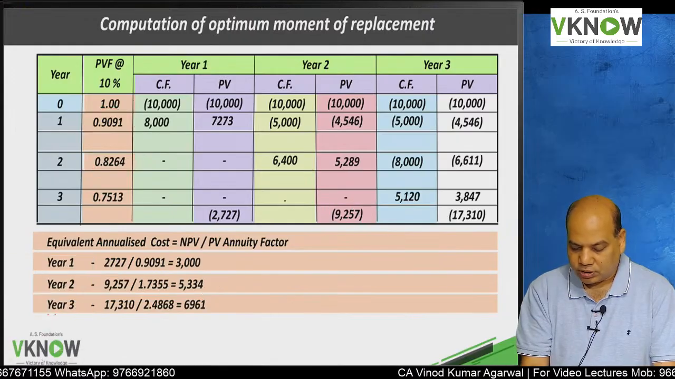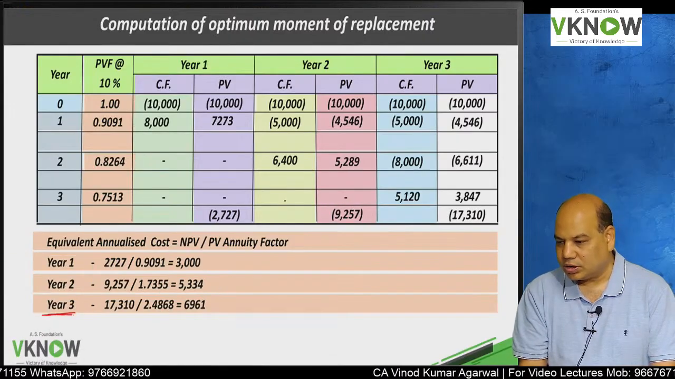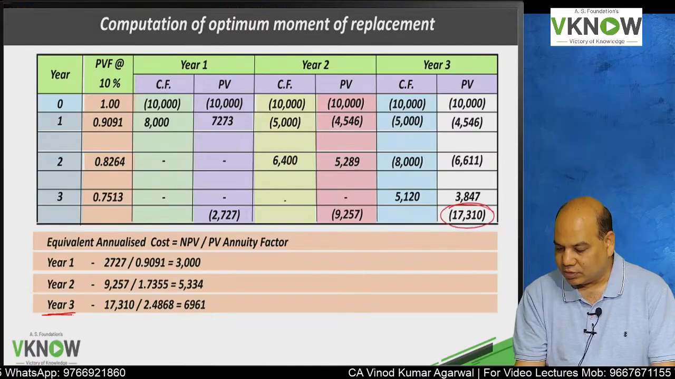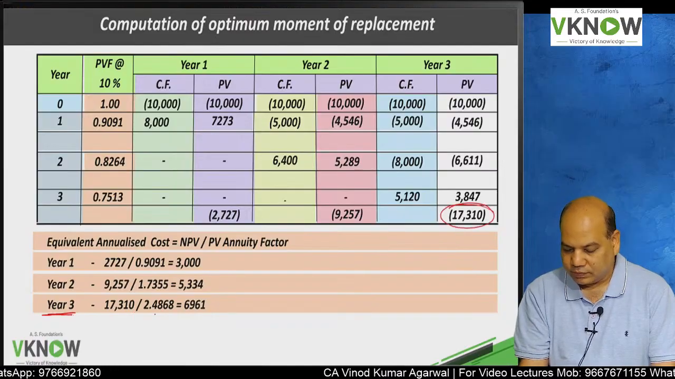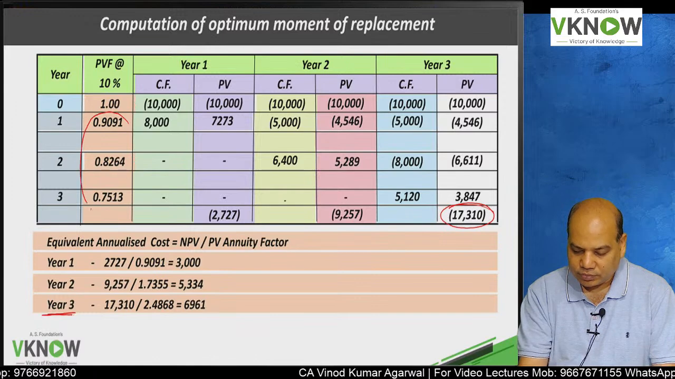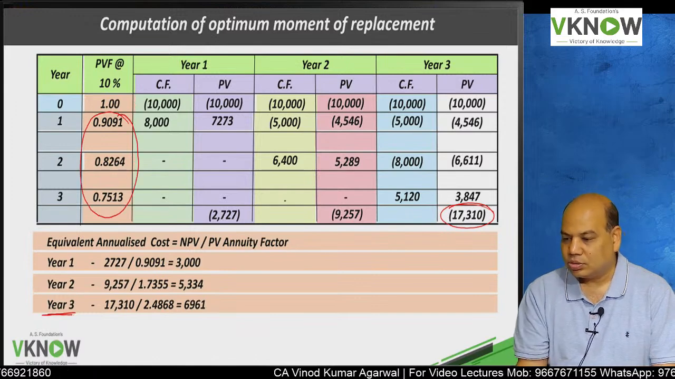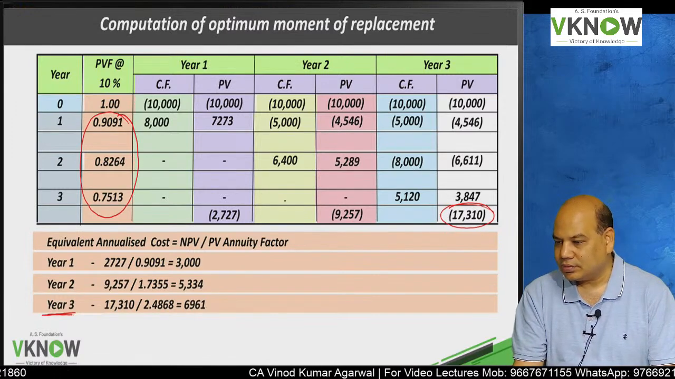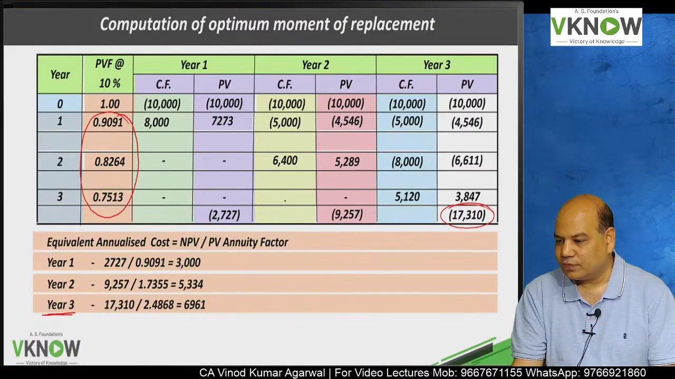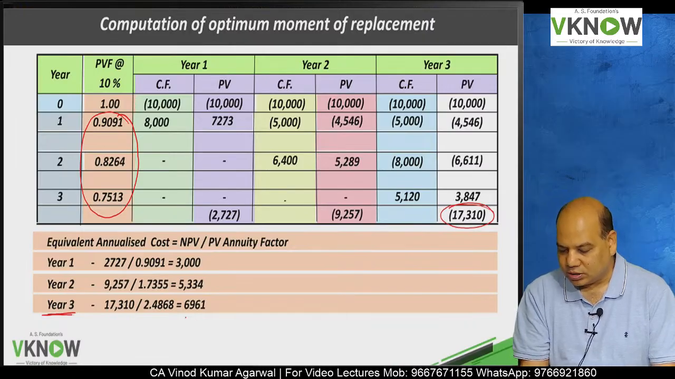Then we go to year 3. 17,310 divided by the annuity factor. Add these three numbers or use your calculator: 2.4868, the annuity factor for 3 years. You are getting 6961.